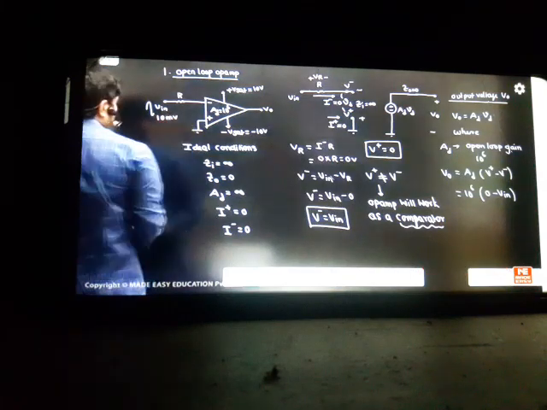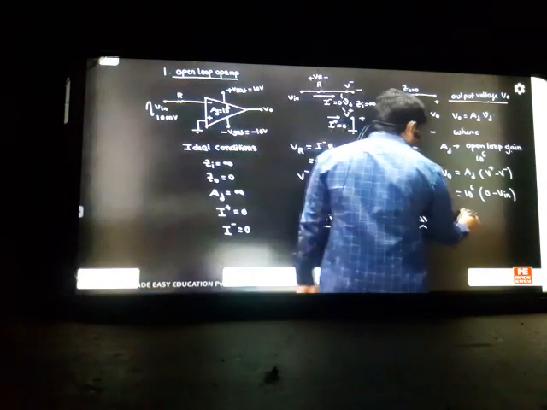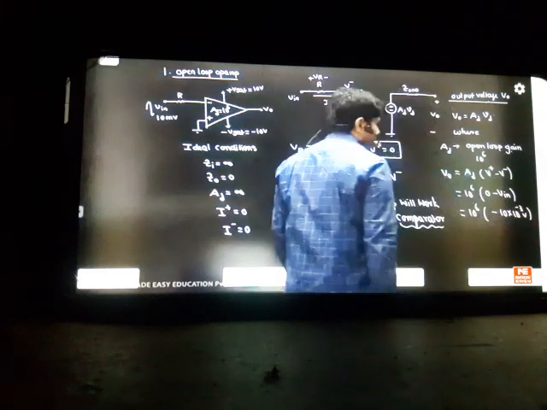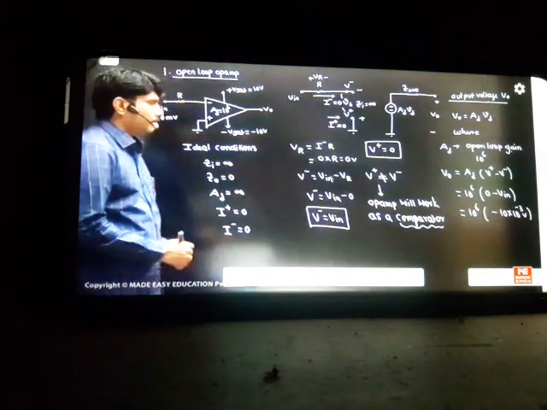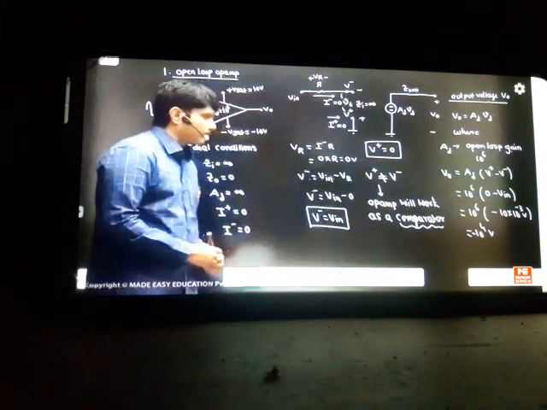For example, VIN in the problem is 10 millivolts. I have taken a small millivolt value. So the answer is 10 power 6 into minus 10 millivolts. This is the answer. 0 minus means a negative answer. 10 millivolts is 10 power minus 2 volts, so 10 power 6 times that will become 10 power 4 volts with a negative sign. So it is minus 10 power 4 volts that is coming.